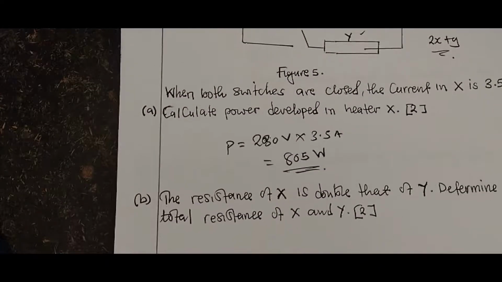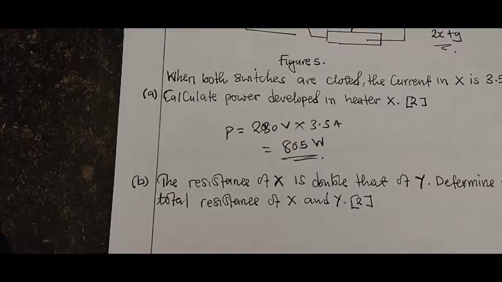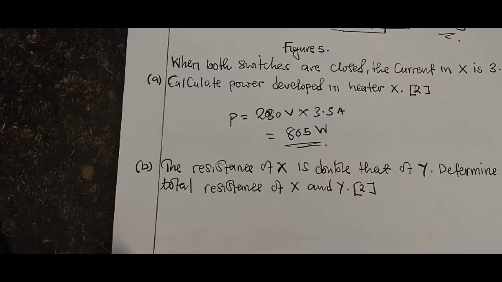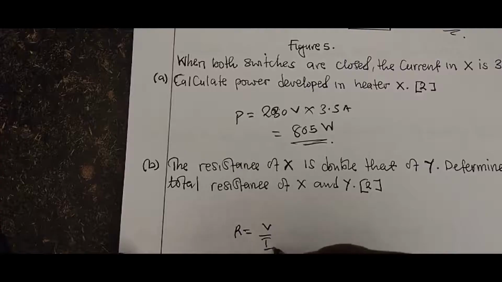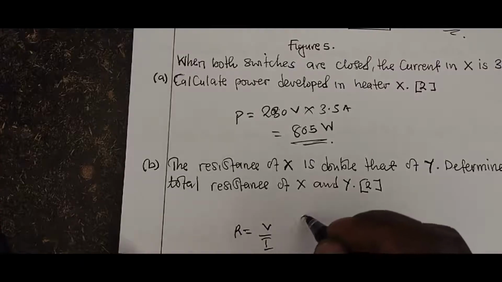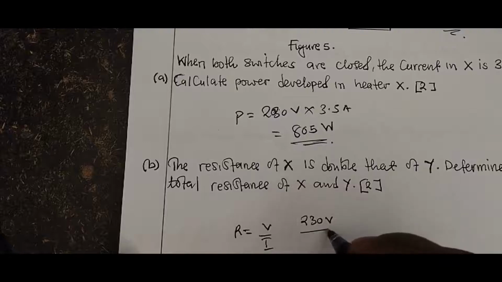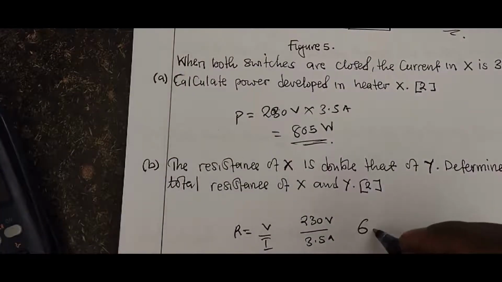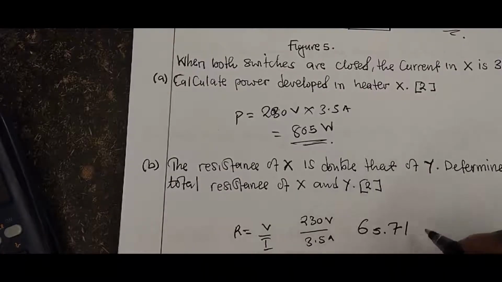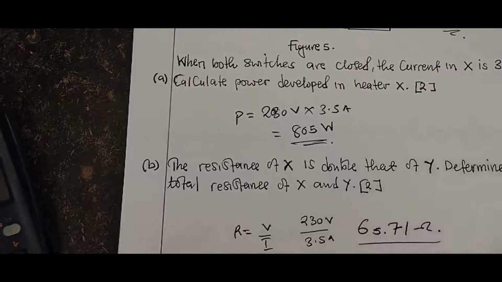So now, calculating the total resistance, we need to know the resistance of X before we even calculate the total resistance. So how do you find the resistance of X? Resistance is equal to voltage divided by current. In this case, what is the voltage? 230 volts. Divided by what is the current? 3.5. If we divide 230 by 3.5, we are going to find 65.71 ohms as the resistance of X.